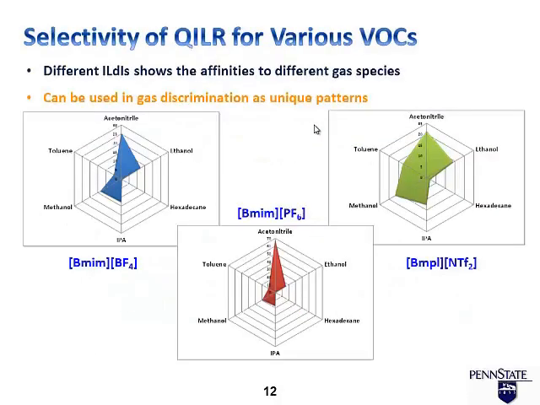This sensitivity spider graph shows the different affinity of these three ionic liquids towards 6 volatile organic compounds. It can be seen from these graphs that the affinity of different ionic liquids towards the gas molecules highly depends on the types of anion and cation present in the sensing material.